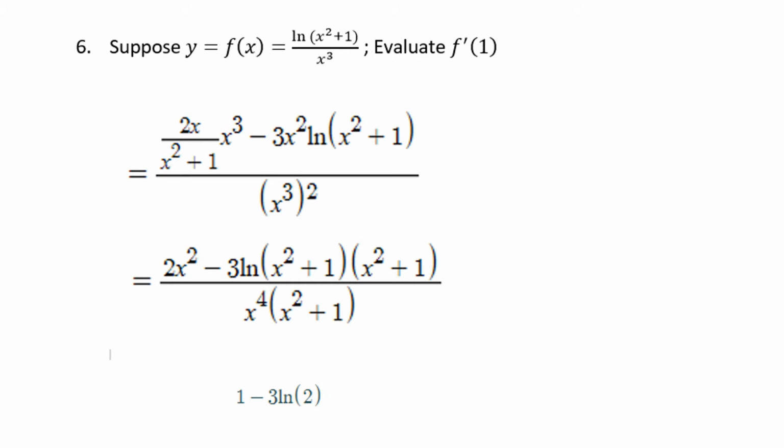Number 6 is the quotient rule with logarithms and so on and so forth. So you had to get the derivative stated correctly. That is minus 10 if you didn't get that. You plug in the numbers and you get 1 minus 3 ln of 2. There are different ways you can write that, but that is the answer that you needed to have.